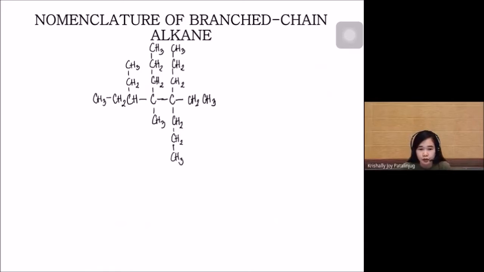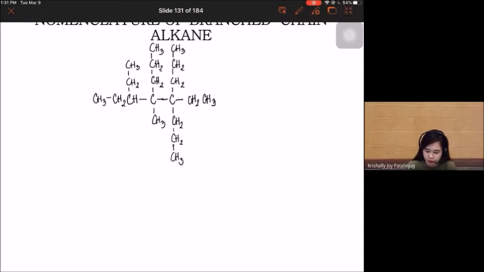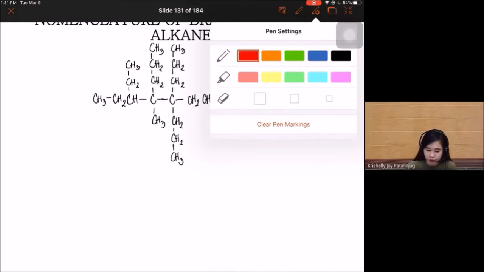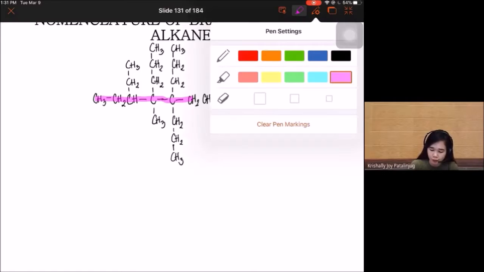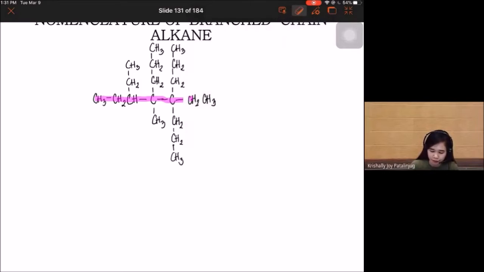Another molecule where the branches are straight chain alkyl groups. Sige, let's find out first the parent chain. So the parent chain, ako yung pipili, dalawa yung posibleng parent.